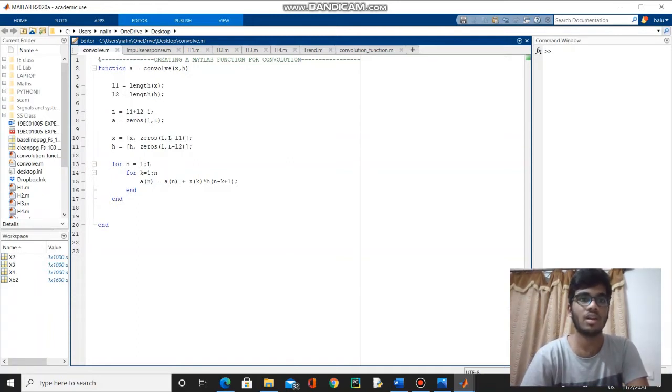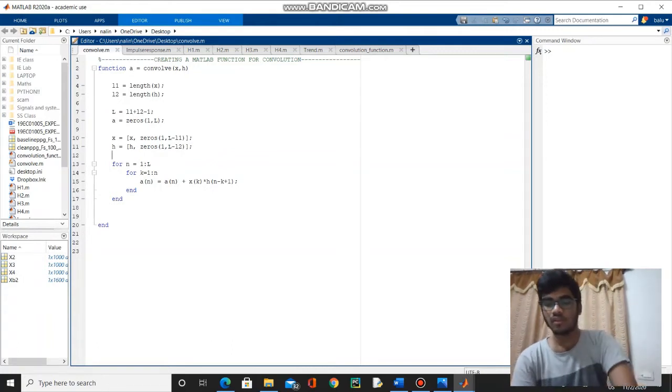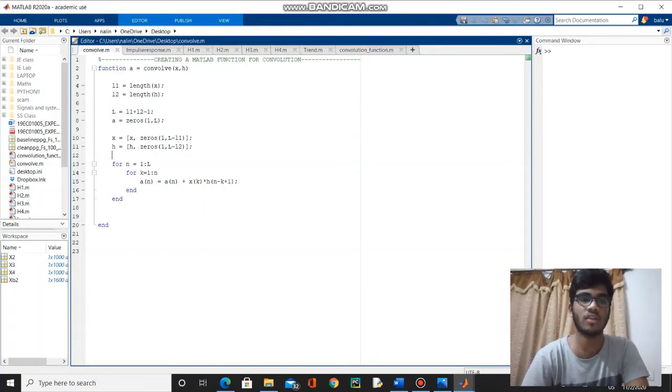I have taken L1 and L2 as the length of the input signal and the impulse response of the system respectively, and then the number of non-zero elements produced through convolution will be L1 plus L2 minus 1, which is equal to L. By following the definition of convolution, that is y of n is equal to sigma x of k into h of n minus k, from k is equal to minus infinity to infinity, I have written a for loop over here which satisfies the definition of convolution, that is a of n is equal to a of n plus x of k into h of n minus k plus 1, where the loop runs from 1 to L, where L is equal to L1 plus L2 minus 1.